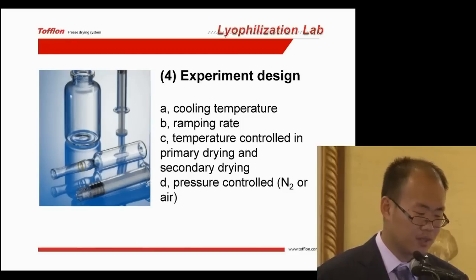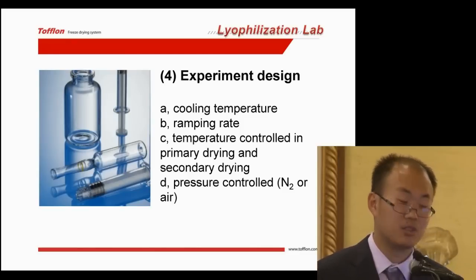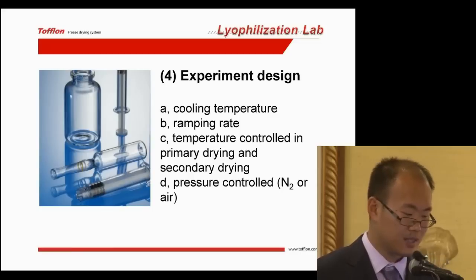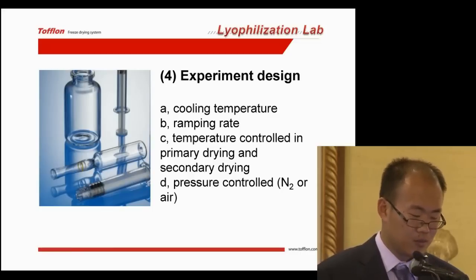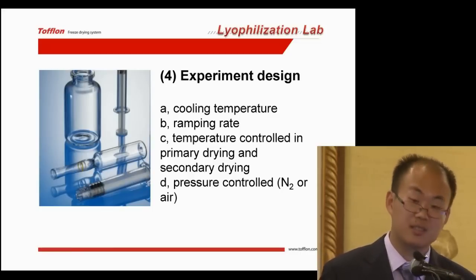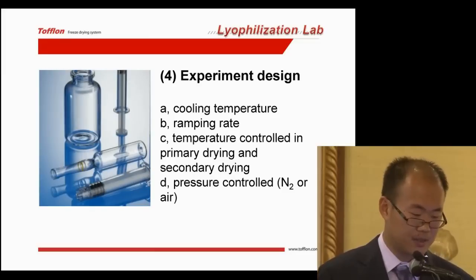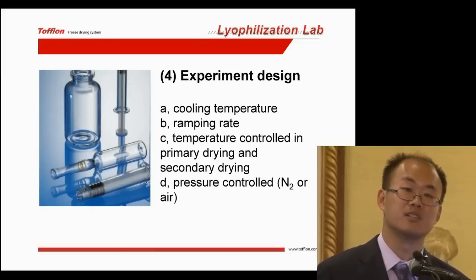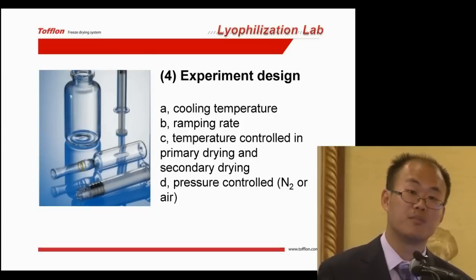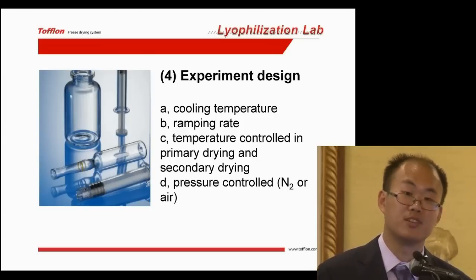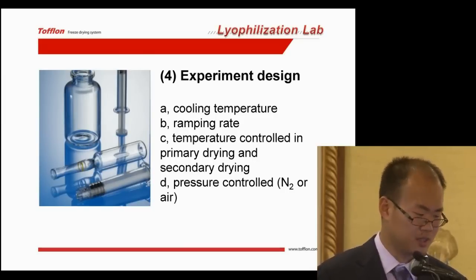Now the fourth one, pressure control. Usually, we can put in some gas, for example air, into the freeze dryer to control the mass and heat transfer, just as I showed.